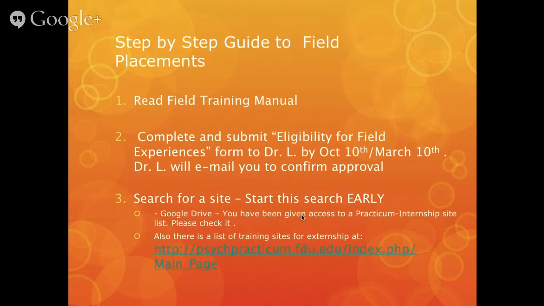Step-by-step guide to field placements. Number 1, you should read the field training manual and be familiar with all of the contents of it. Number 2, you should complete and submit the eligibility for field experiences form to my attention by October 10th of the fall semester and March 10th of the spring semester. Number 3, you should search for a site. Wait until you get approval from me before you search for a site. The purpose of that form is for me to make sure that you have completed all of the prerequisite requirements.